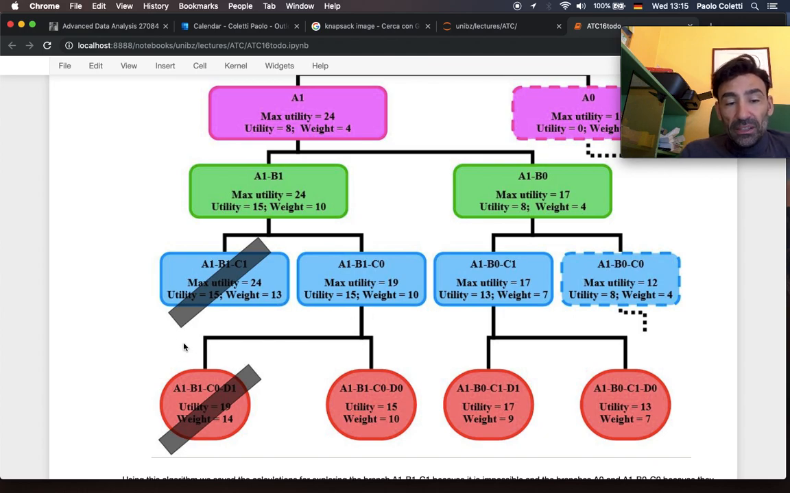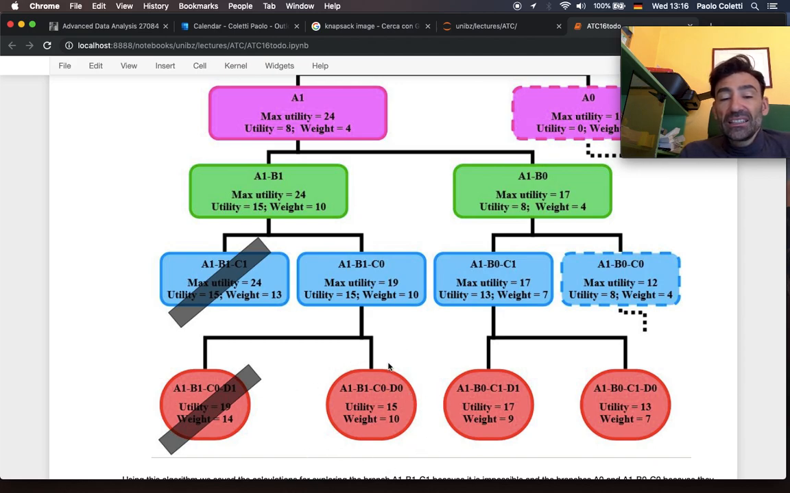Let's see, split: food, blanket, no water, but binocular. Again, the utility increases, but the size also increases beyond the limit. So this is impossible, we don't even consider it. Food, blanket, no water, no binocular. Size 10, utility 15, maximum potential utility 15, because at this point we have reached the last element.